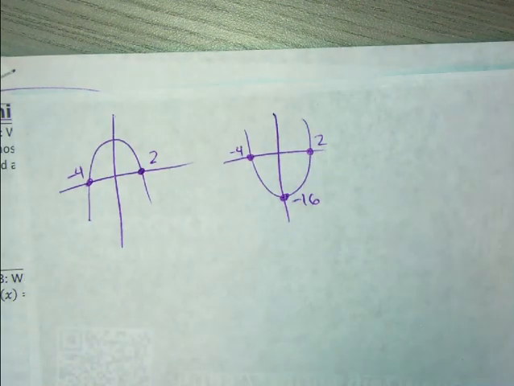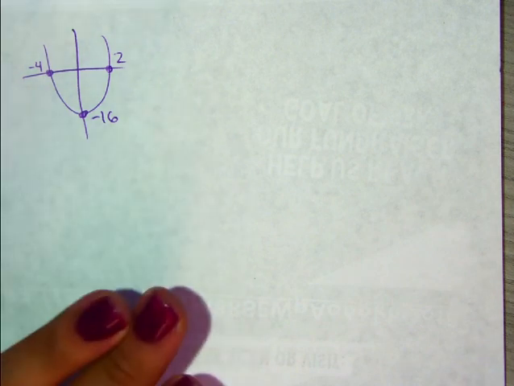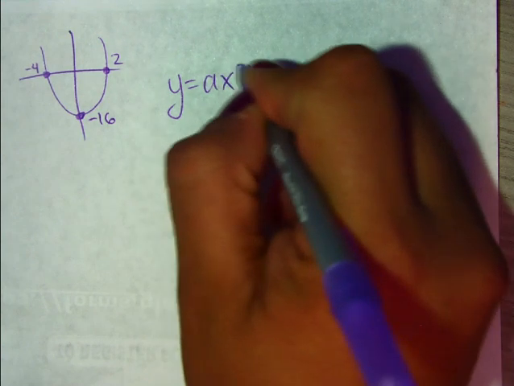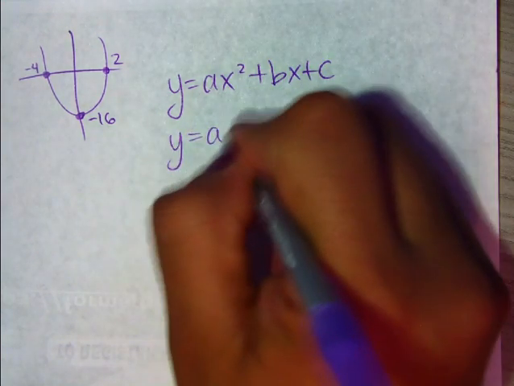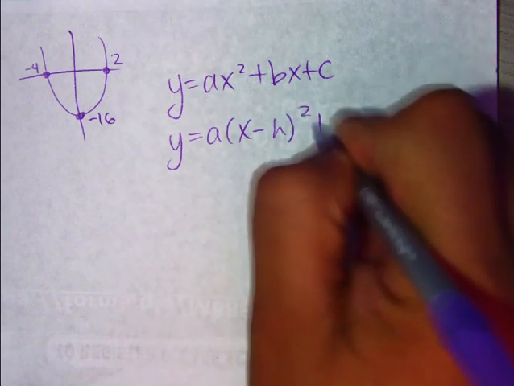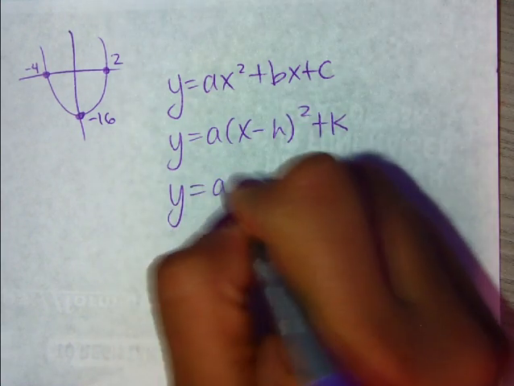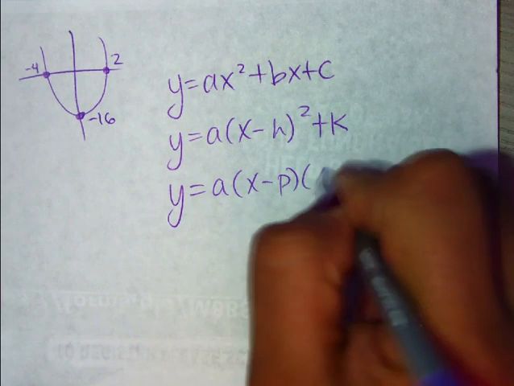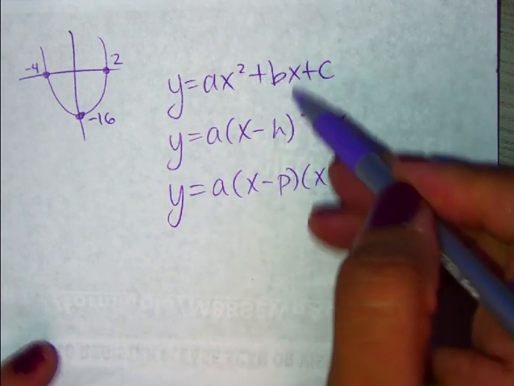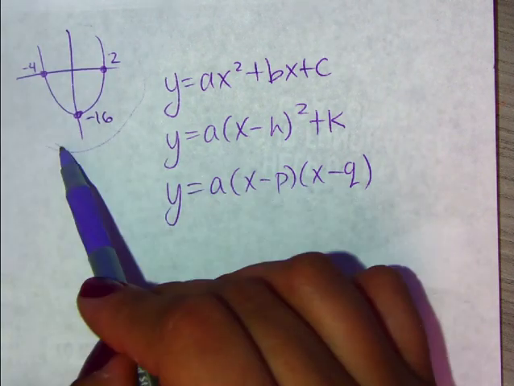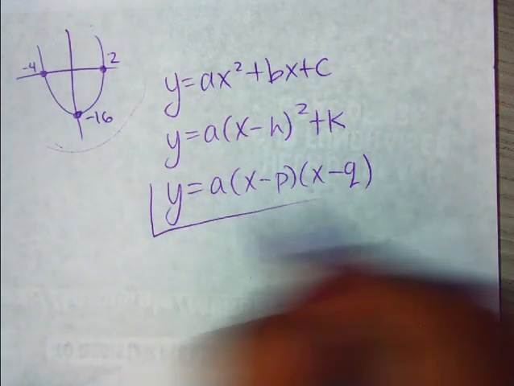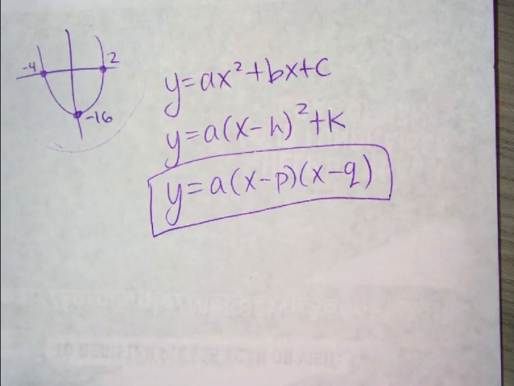So let's just say you have a graph that looks like this, and your job is to create an equation for it. You have different templates of quadratic equations. You have the standard form, the vertex form, and the intercept form. You need to decide which one of these can help you create an equation based on the information given. Because they're intercepts, you're going to start with the intercept form template.